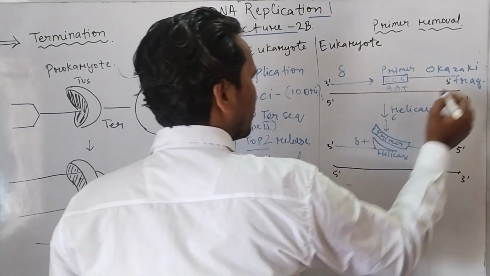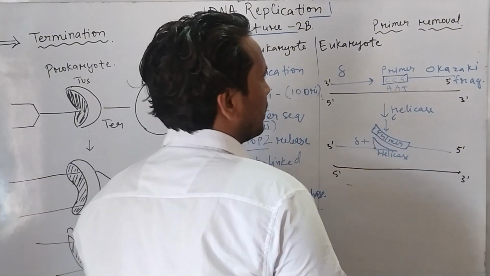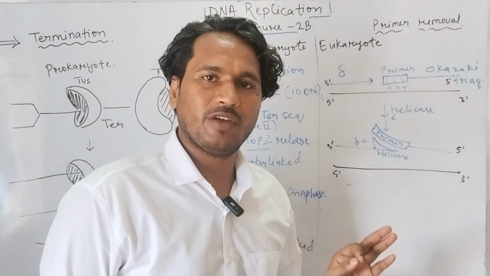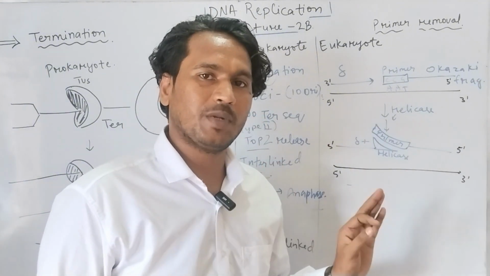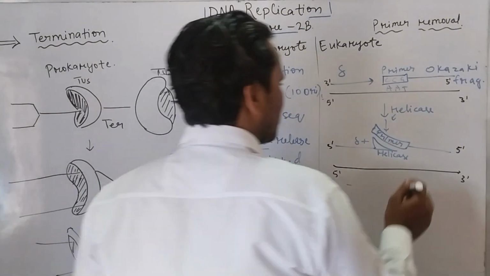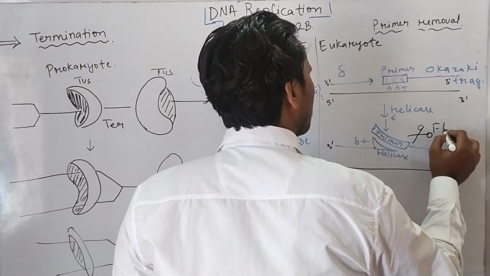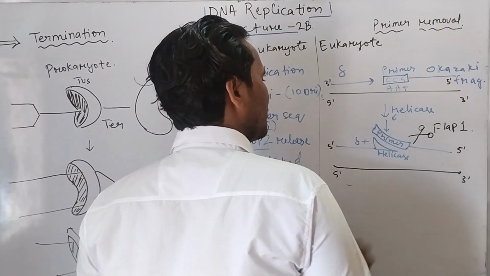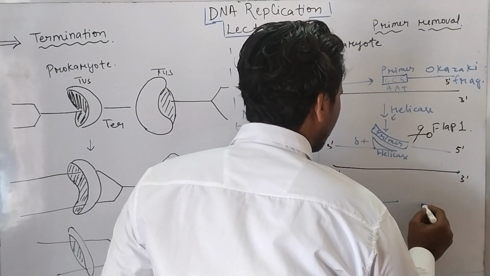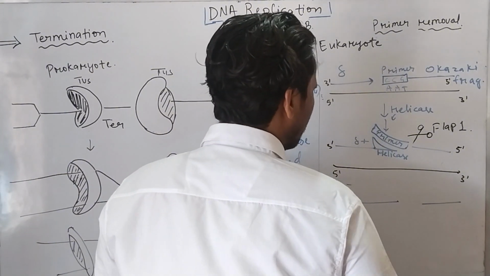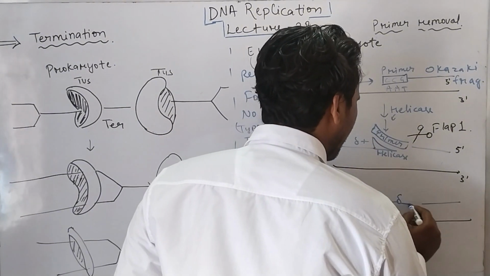So this primer is removed, and now once this primer is removed, we cannot cut here because this delta has only 3 prime to 5 prime exonuclease, but doesn't have any 5 prime to 3 prime exonuclease. None of the eukaryote polymerases have the 5 prime to 3 prime exonuclease. So we need an enzyme which is called a flap endonuclease. Flap endonuclease 1 enzyme will cut this portion. After cutting of this portion, you will find a gap, and this gap will be synthesized by the DNA polymerase delta, and this gap will be filled.